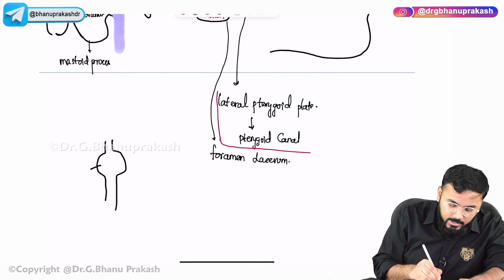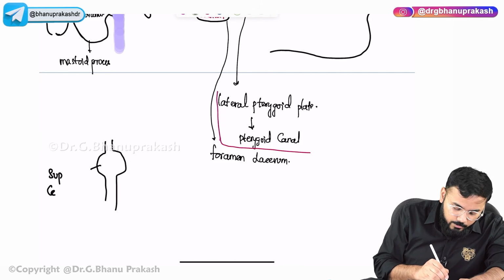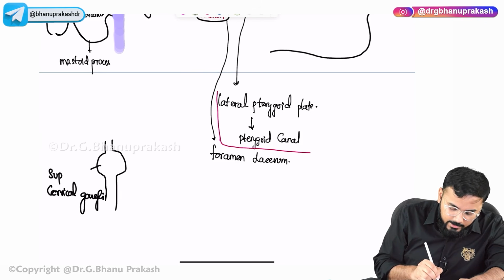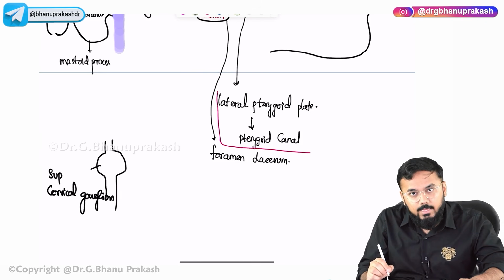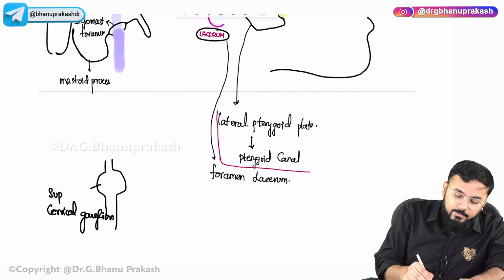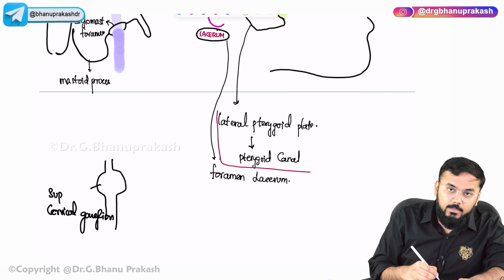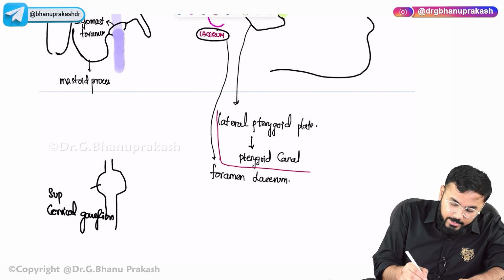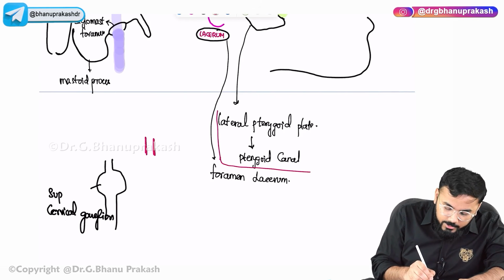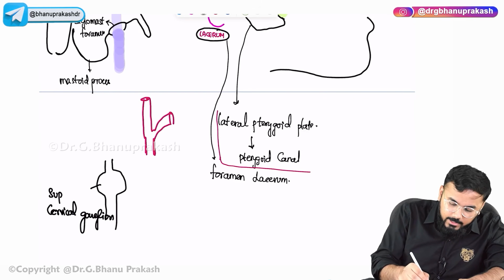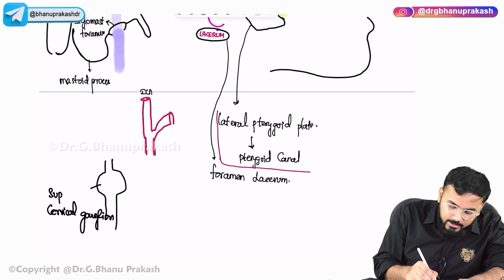Okay. Now the next important thing is that I should also discuss the cervical ganglion called the superior cervical ganglion. Okay, superior cervical ganglion. Now what will this superior cervical ganglion do? Here you have the common carotid artery dividing into two. This is called the external carotid, and the upper one which is going up is called the internal carotid artery.